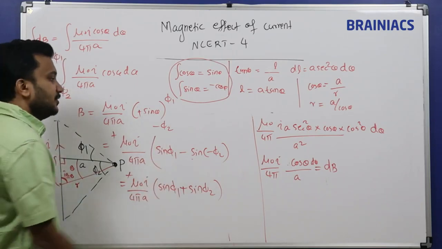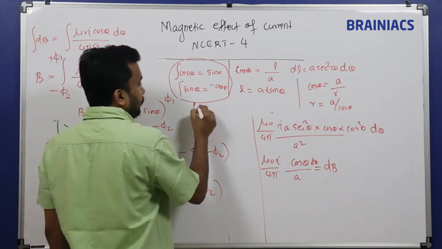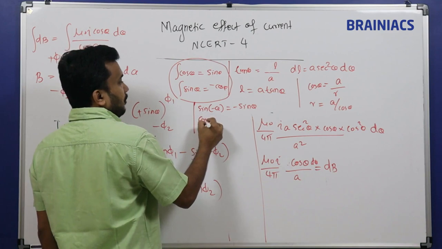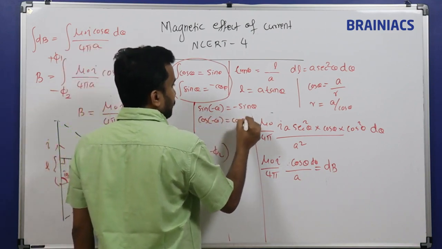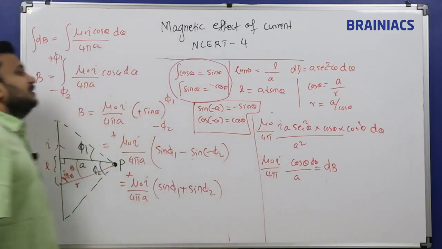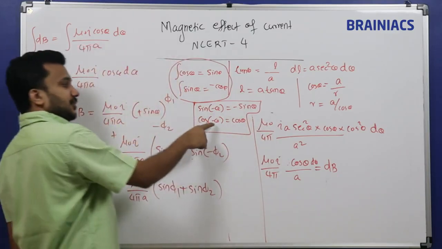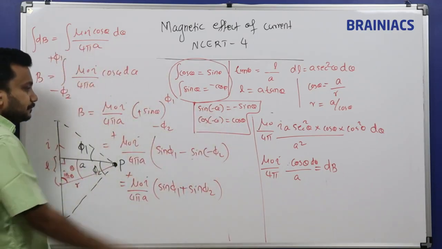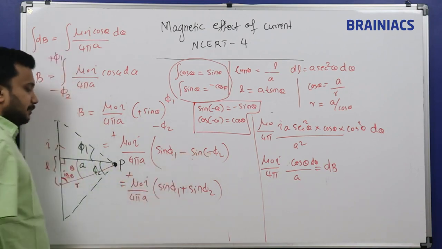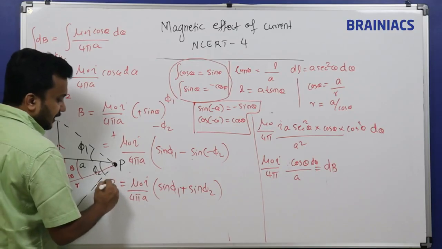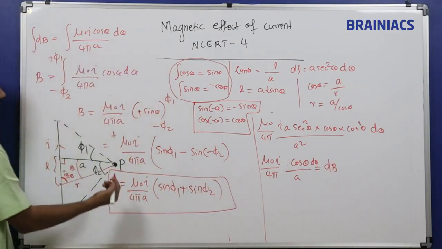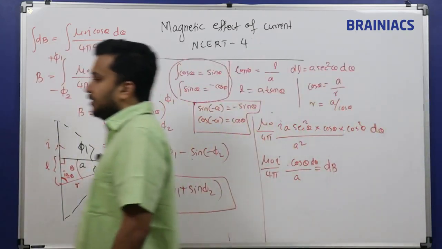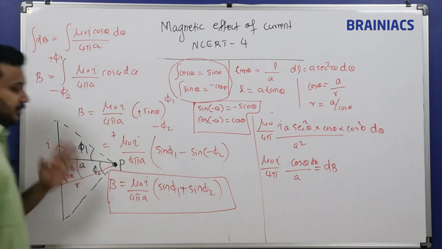Sin is an odd function. Sin of minus theta equals minus sin theta. Cos of minus theta equals cos theta, so cos is an even function. So this minus will come outside and it becomes plus. So this is the magnetic field intensity due to a finite current carrying conductor: mu 0 I by 4 pi a into sin of phi1 plus sin of phi2.